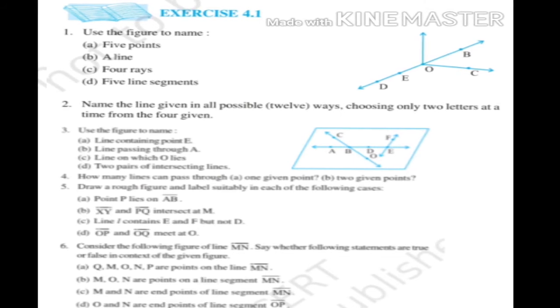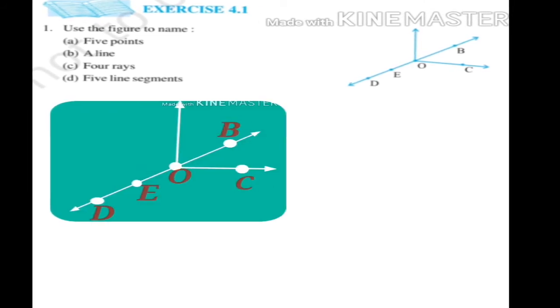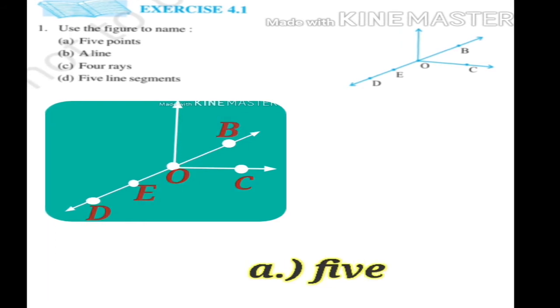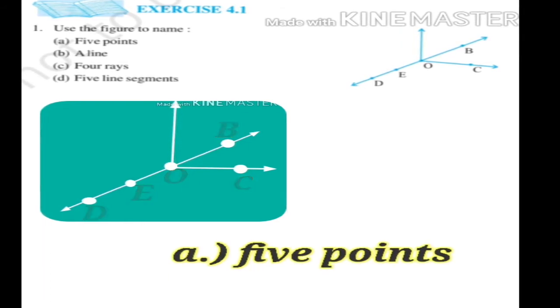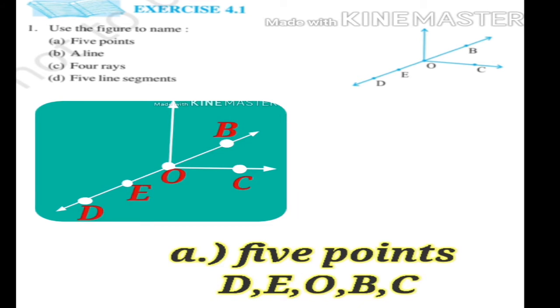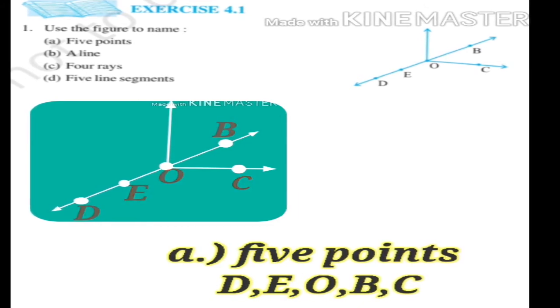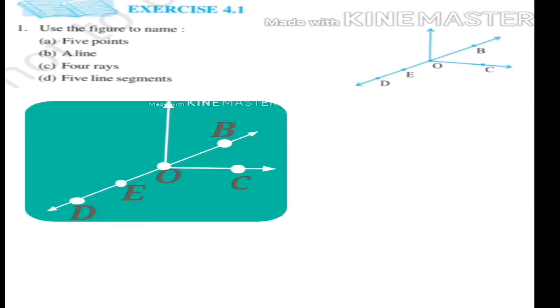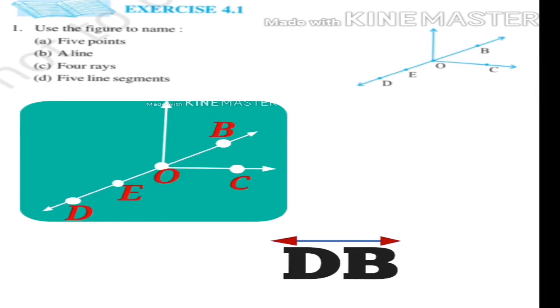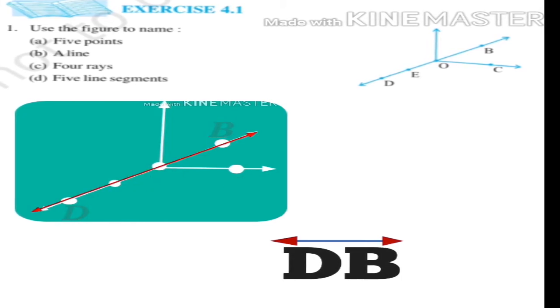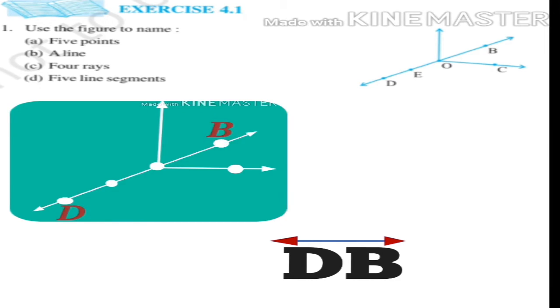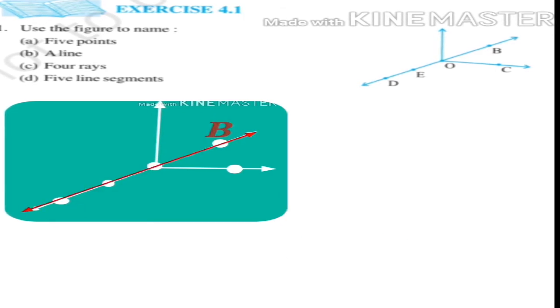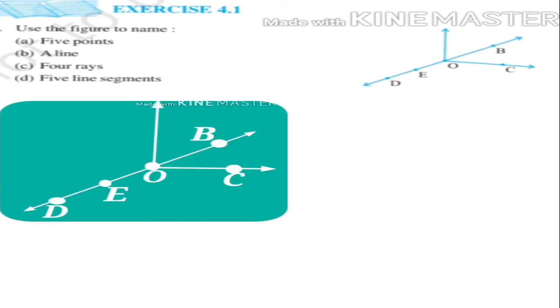Point means a shape having no length or width. Here we have D, E, O, B and C. These 5 points are in the figure. Now let's identify a line. A line means having no end points. That is your DB. Next, 4 rays.